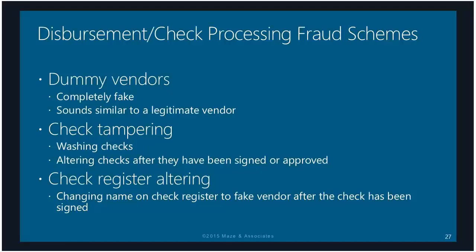With check tampering, once the checks are signed and approved, people will go back and do what they call washing checks, or altering the checks after they've been signed. The original might be to Bill Smith, and then they've altered it to Bill Smith and Associates, and then they create a dummy corporation called Bill Smith and Associates and open a bank account, and then they're able to deposit those checks. Check register altering, as I mentioned before, the one district that had the fraud years ago, basically changed the name on the check register to a fake vendor after the check had been signed.